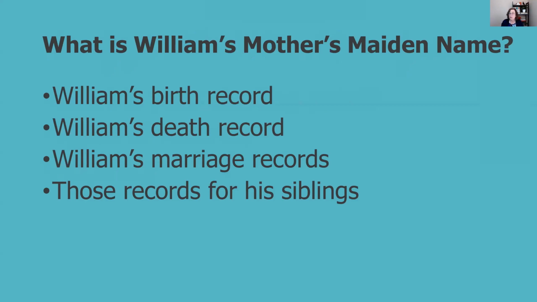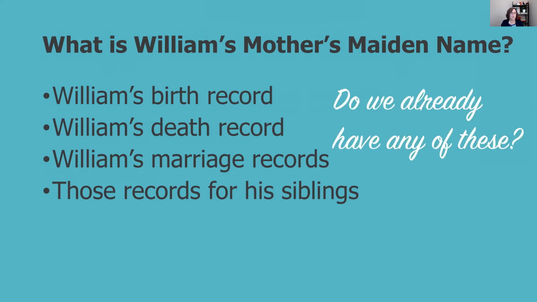Well, William's birth record probably has his mother's maiden name on it, maybe his death record, maybe his marriage records, as well as records for his siblings. Well, do we already have any of these?